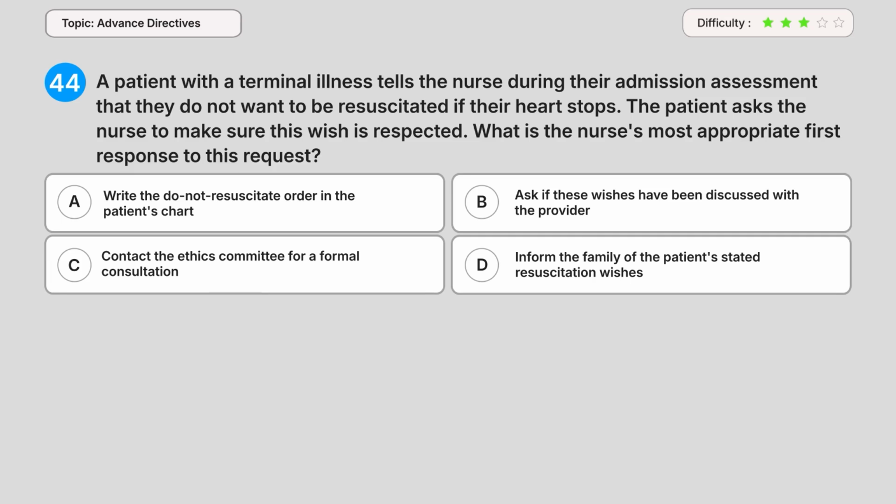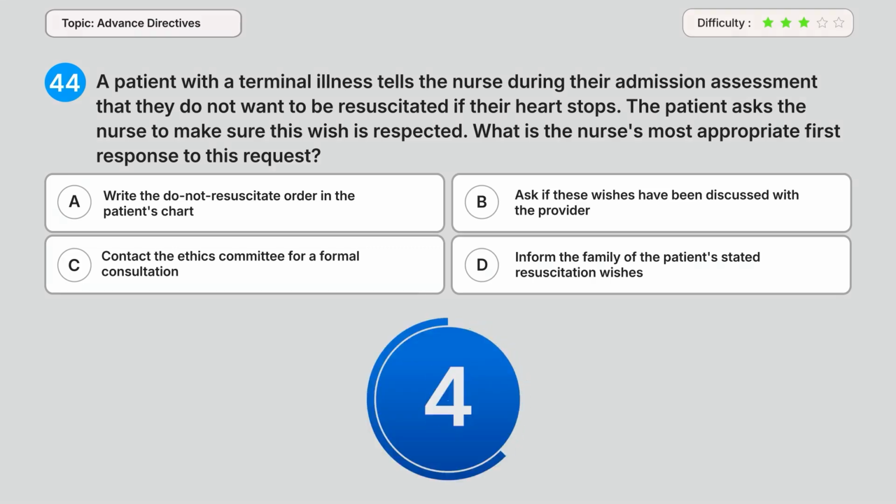A. Write the do not resuscitate order in the patient's chart. B. Ask if these wishes have been discussed with the provider. C. Contact the ethics committee for a formal consultation. D. Inform the family of the patient's stated resuscitation wishes. What do you think is the answer?